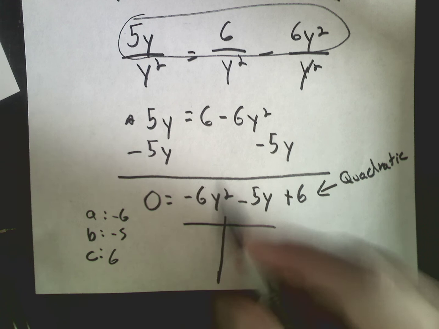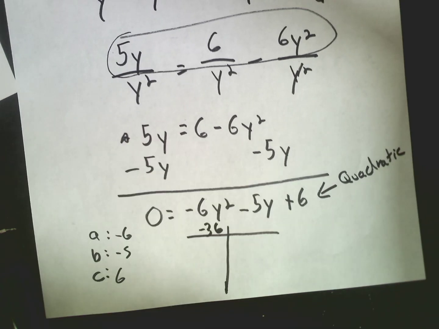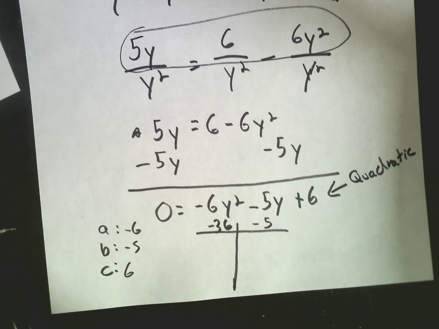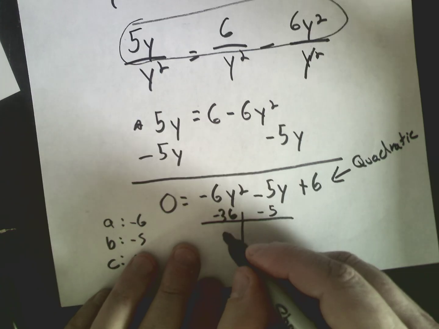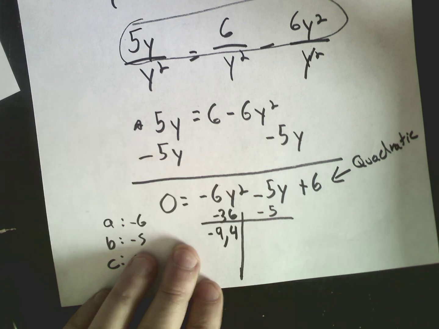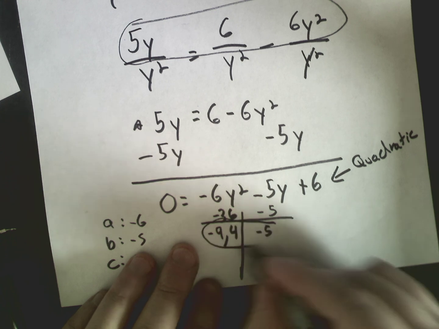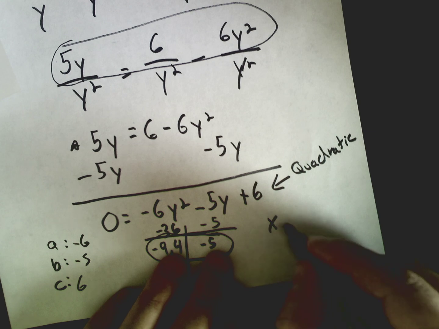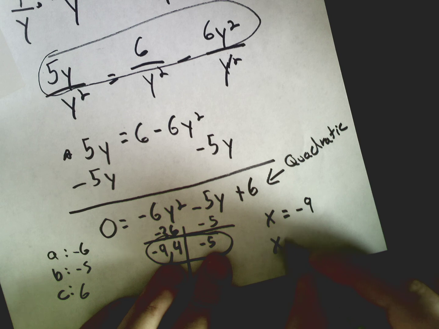Okay. So a times c is 6 times negative 6, which is negative 36. And b is negative 5. It's got to add up to negative 5. Now, I did this problem earlier, so I'm going to skip going through all the possible solutions. And I think we're already well practiced in this. The one I found was negative 9 and 4. Negative 9 times 4 is negative 36, and it adds up to negative 5, so that's my answer. So my two possible answers are x equals negative 9 and x equals 4.